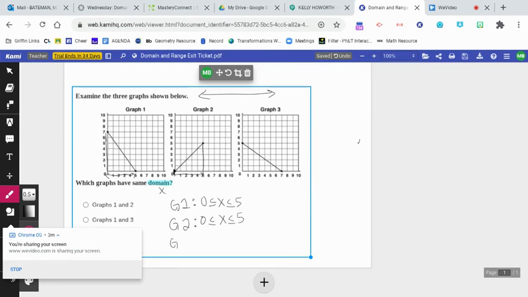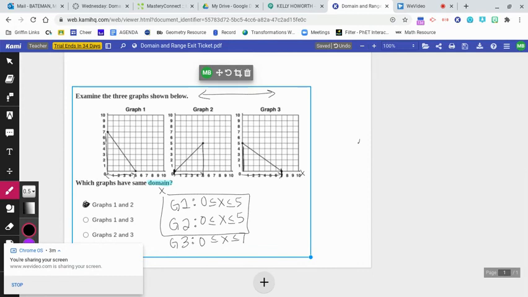And then graph 3, again, domain horizontally, we're looking at our x-axis here. I see it starts at x is 0, and that's a closed circle. And then this one goes all the way until x is 7, and that one is also closed. So the two that have the same domain are going to be graphs 1 and 2. Graph 3 did not have the same domain as the others. Okay.